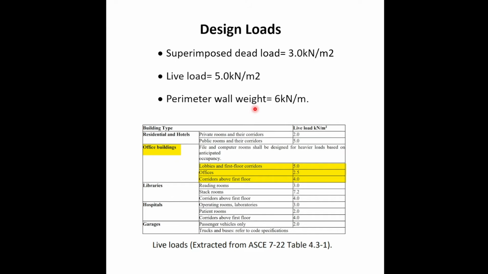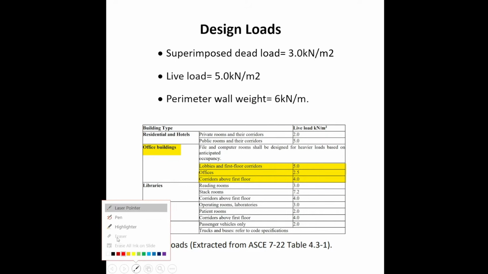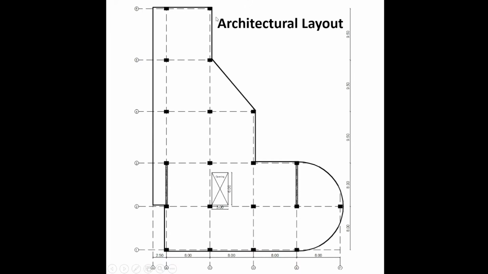Also, we have a perimeter wall, a weight of 6 kN per meter. This is a perimeter wall for an external wall. It will be applied at the perimeter of our building layout.